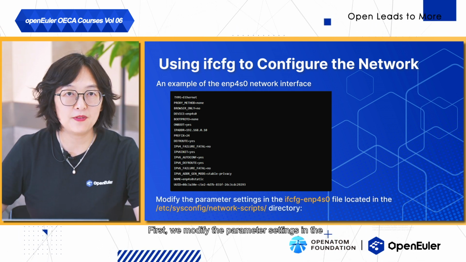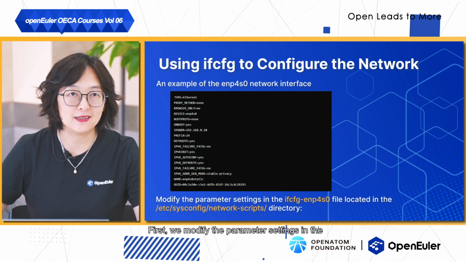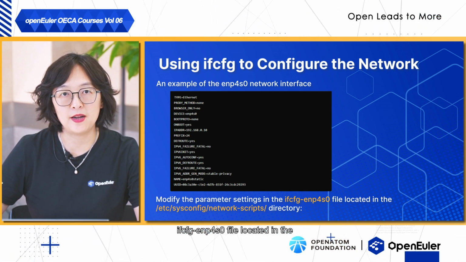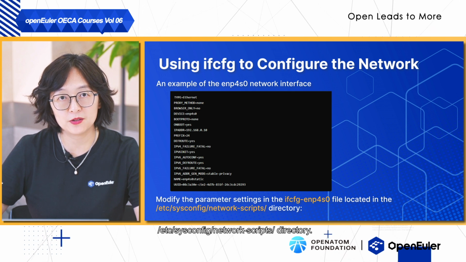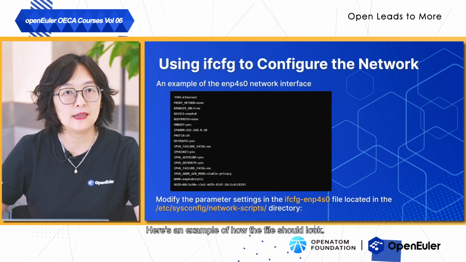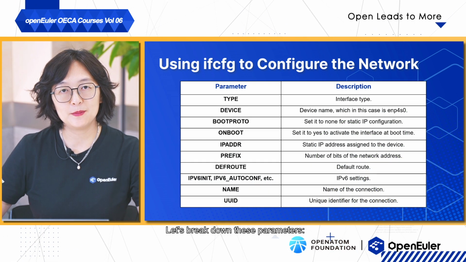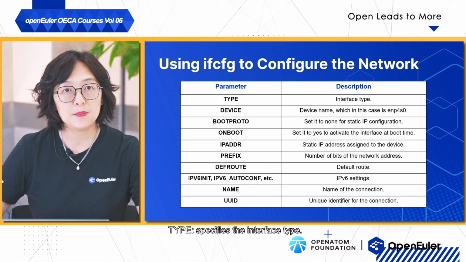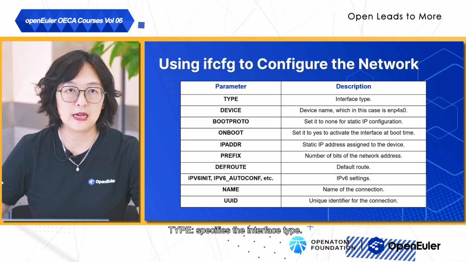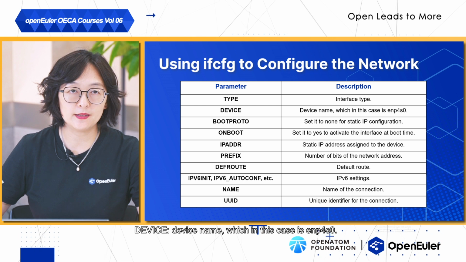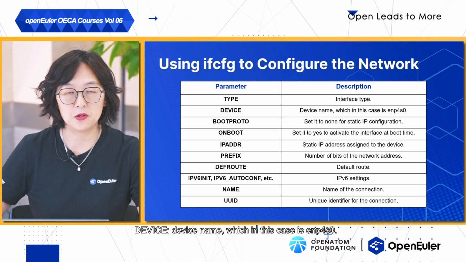First, we modify the parameter settings in the ifcfg-enp4s0 file located in the network-scripts directory. Here is an example of how the file should look. Let's break down these parameters. Type specifies the interface type. Device name, which in this case is enp4s0.